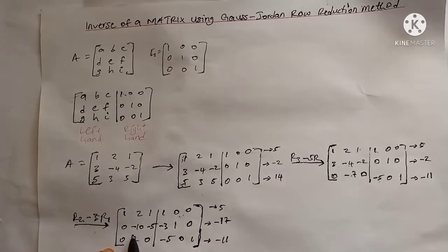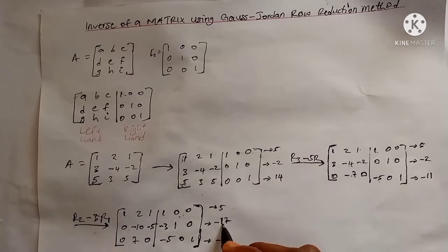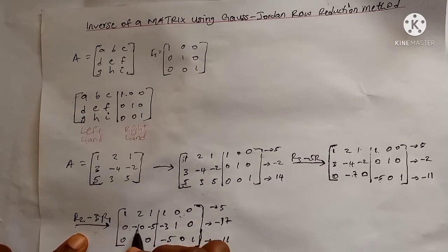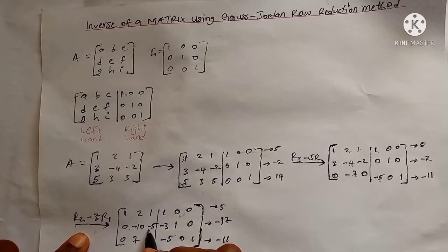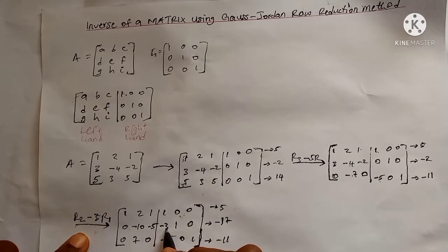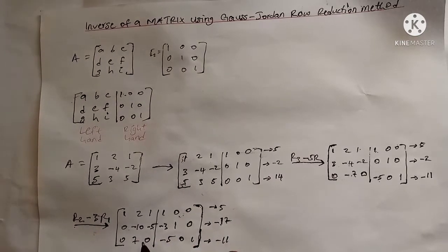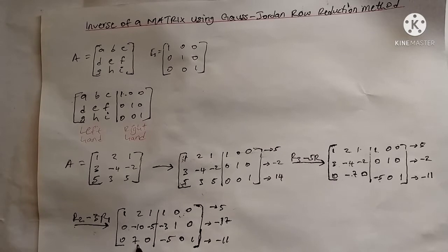Now, if we add this row 2 up and it gave us minus 17, that means that all this calculation we did for this row 2 is correct. Minus 10 minus 5 is minus 15. Minus 15 minus 3 is minus 18. Minus 18 plus 1 is minus 17. Next is to make this 7 equal to 0.